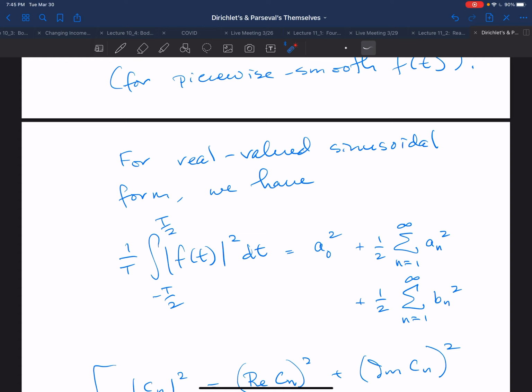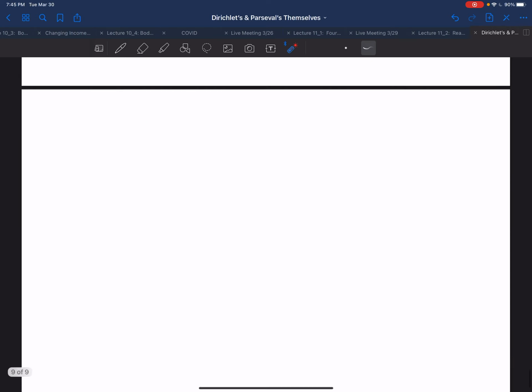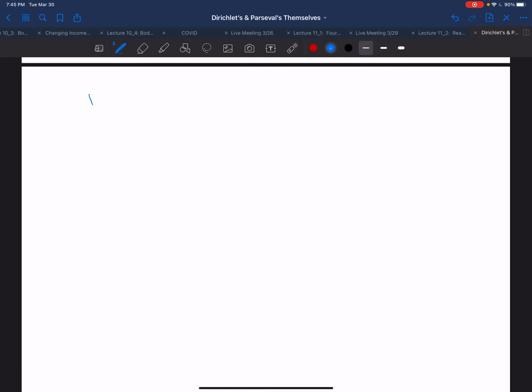We should take a look at what we get in the case of the square wave again. So what's the average power in the square wave? Well, if we take the absolute value squared of the square wave, it's always equal to 1. So the average power in f of t is going to be 1 in that case.